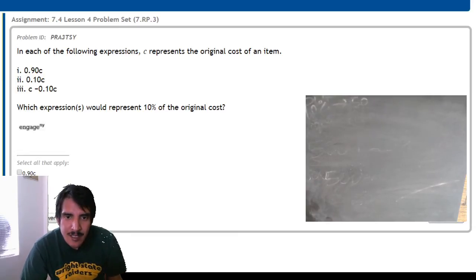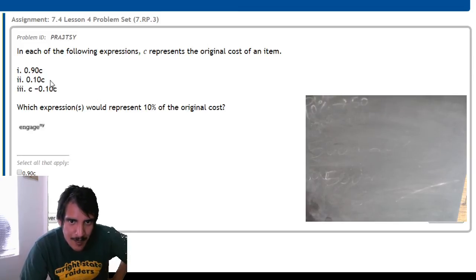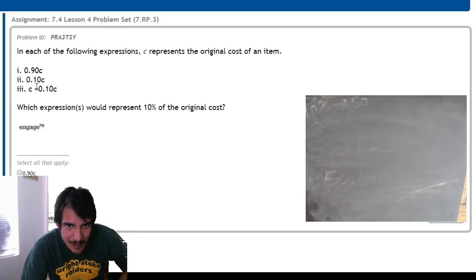Which one of these expressions would represent 10% of the original cost? Well, only one of them says 10% times cost. The other one says 90% times cost, so that's 10% off, but that's not 10% of. And then here we have C minus 0.10C, so that's like taking 10% off. So the only one that really works is the one that just says 10%.